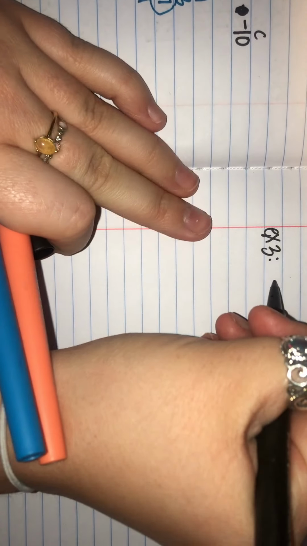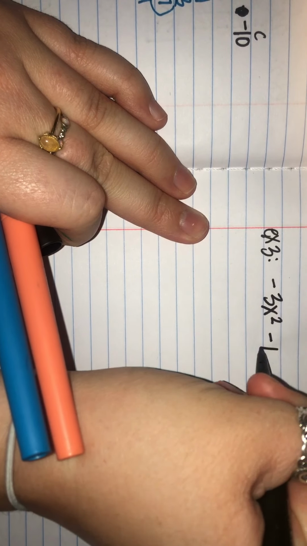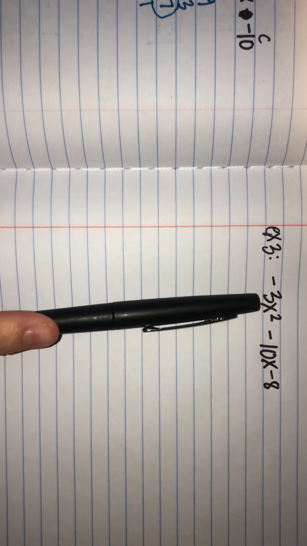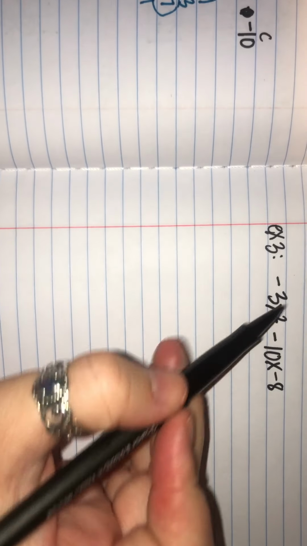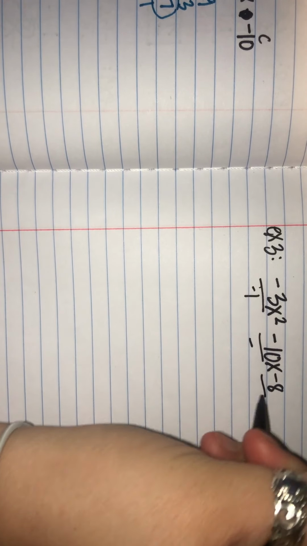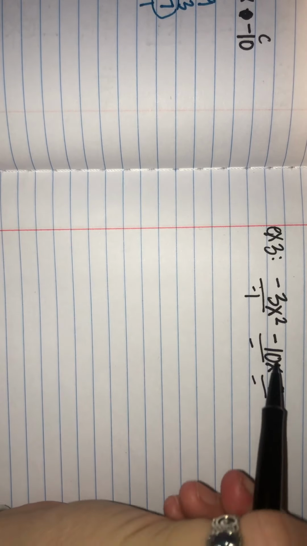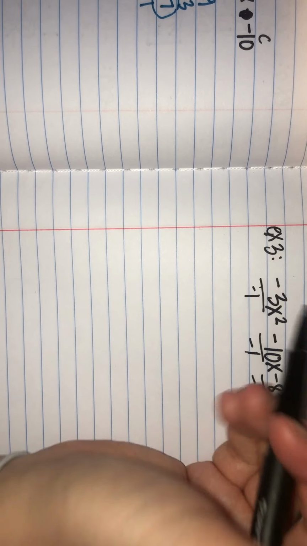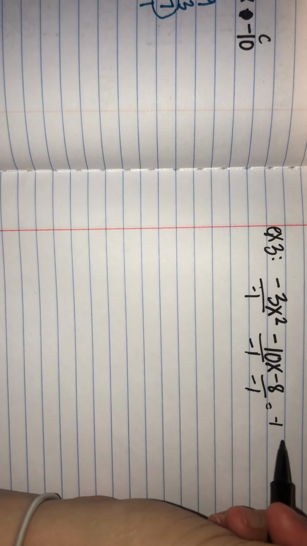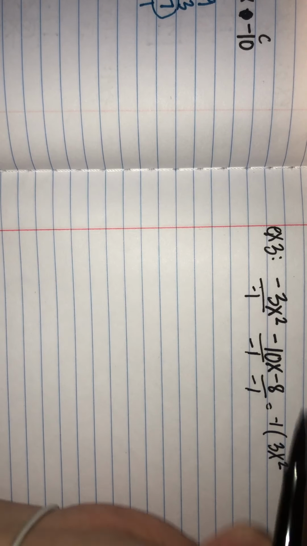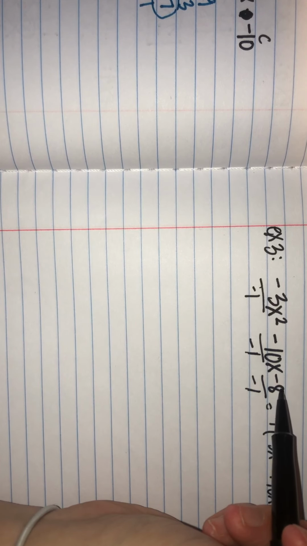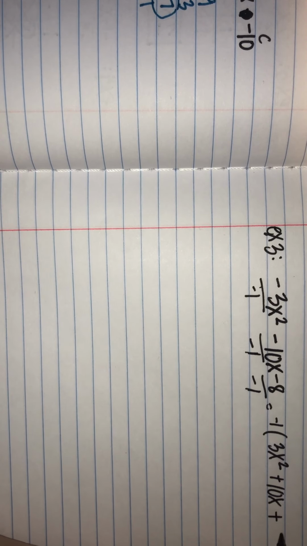We're going to do negative 3x squared minus 10x minus 8. Well, at the end of the last video, I discussed how we don't want this leading number to be a negative. So if it's a negative, I'm going to divide everything by a negative. Now, does 3 go into 10 and 8? No. So I'm just going to divide everything by negative 1. So negative 3 divided by negative 1 is 3x squared. Negative 10 divided by negative 1 is positive 10x. And negative 8 divided by negative 1 is positive 8.